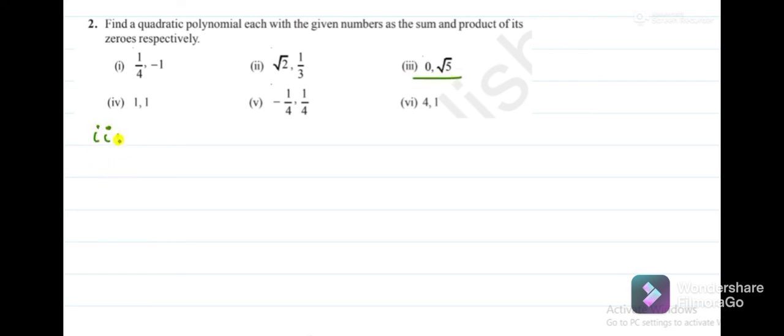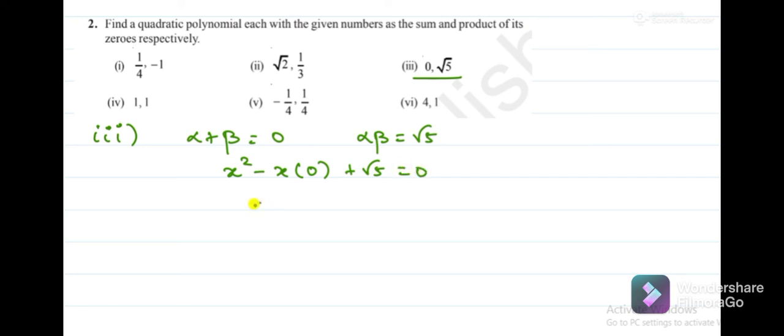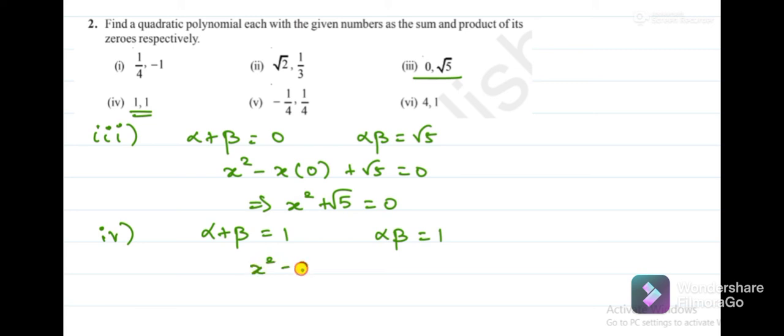Third question. Sum of the zeros is 0 and the product of the zeros is root 5. The required polynomial is x squared minus x into sum of the zeros plus product of the zeros equal to 0. Let us put the values. So x squared minus x into 0 plus root 5 equal to 0. It is x squared plus root 5 equal to 0. The fourth question. Sum is given as 1 and the product is given as 1. So it's x squared minus x into 1 plus 1 equal to 0. So the required equation is x squared minus x plus 1 equal to 0.